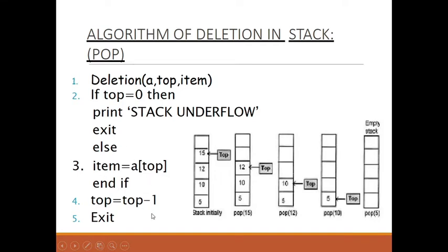As we have here currently, we have 4 items in the stack initially. When we pop, we'll be popping 15, and then if we pop again, we'll be popping 12, and then another pop, we'll be popping 10.